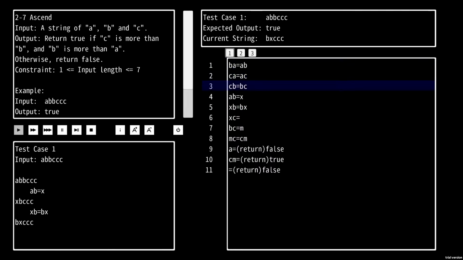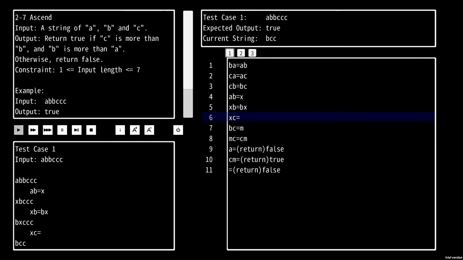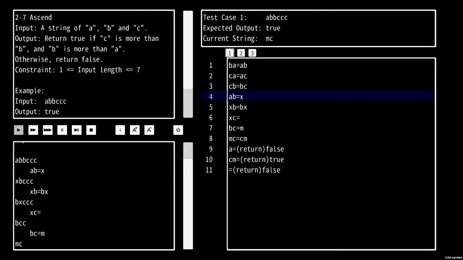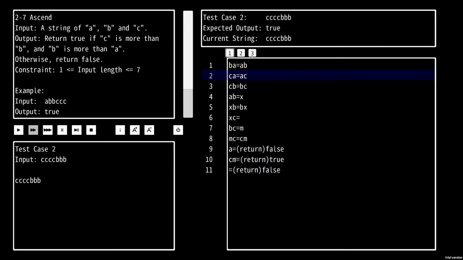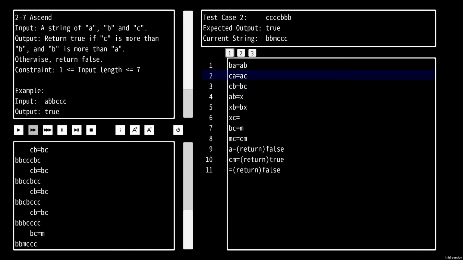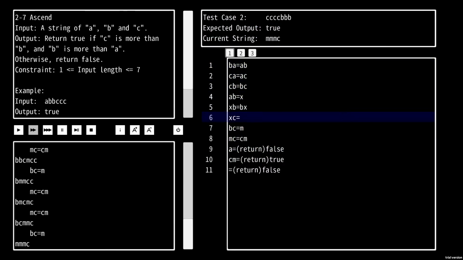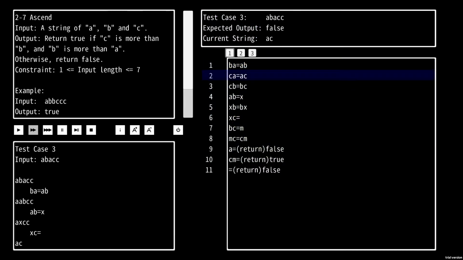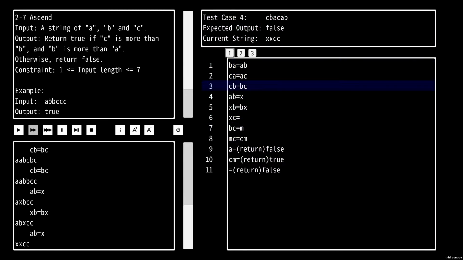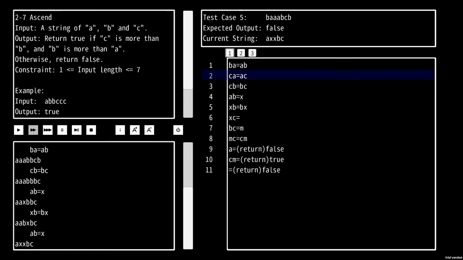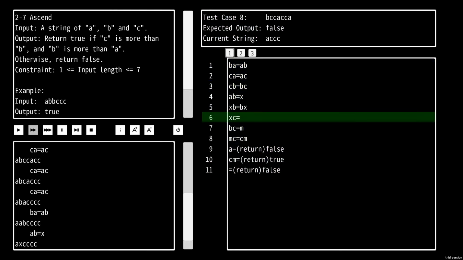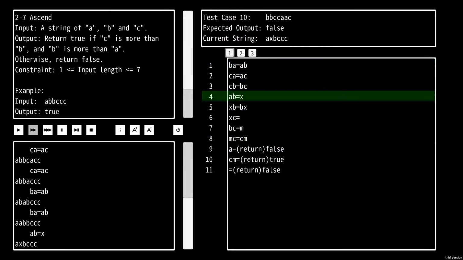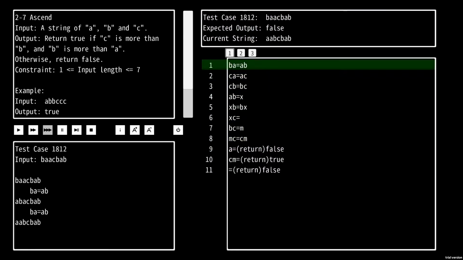The X is going over, it's going to delete a C. Then we have the BC, and that's good. Bang. Gotta sort it. Let's move over. It's working.